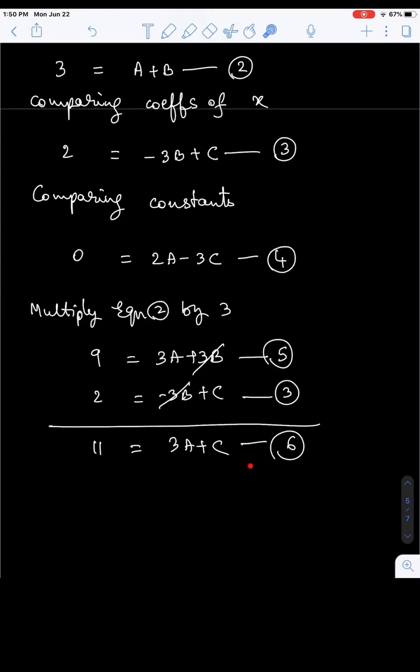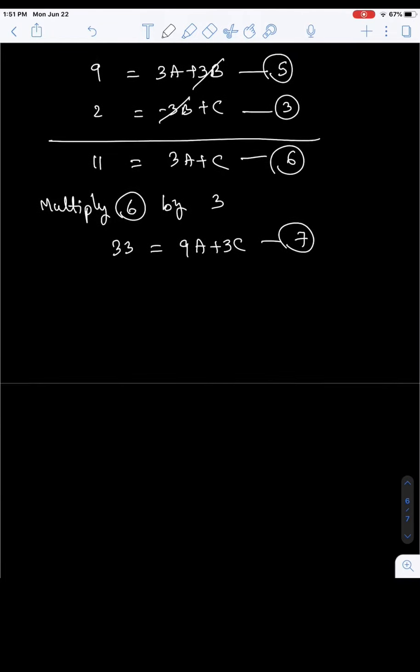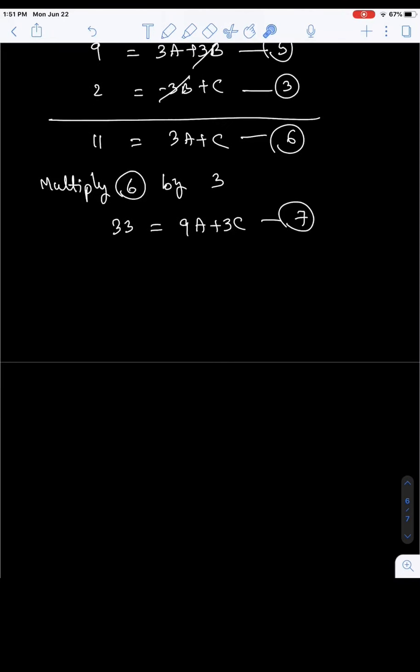Let us find a and c from 4 and 6. To find the values of a and c, let us equate any coefficient. I want to equate the coefficient of c here in it. So to get 3 here, I have to multiply this by 3. So doing multiplication, that is, multiply 6 by 3, this will come. See, what did I do? Here I have multiplied this by 3: 3 threes, 9a, 3c.